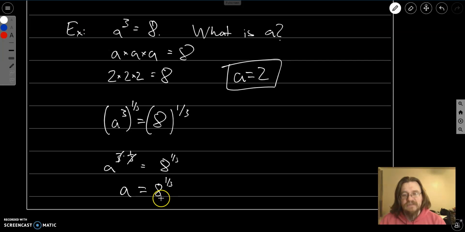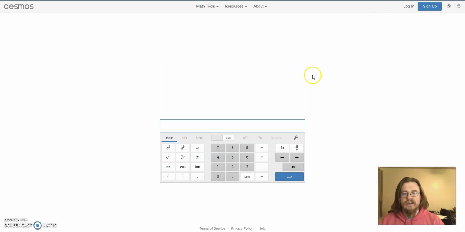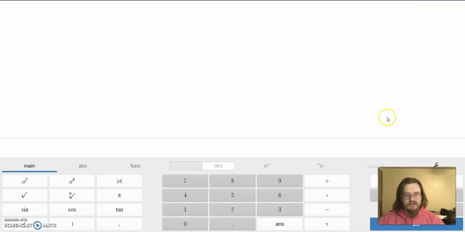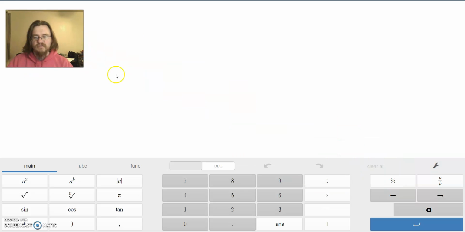So what happens if it's a number that's not so nice? What happens if it's a number that I don't know? Well, luckily we can use a calculator to be able to solve this. So I'm going to show you an online calculator called Desmos. Maybe I can zoom in a little bit. So now it should be full screen. I'll move myself up here.